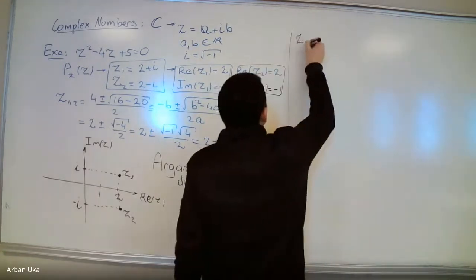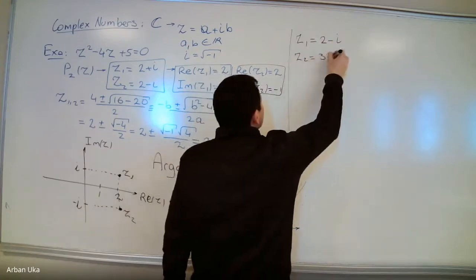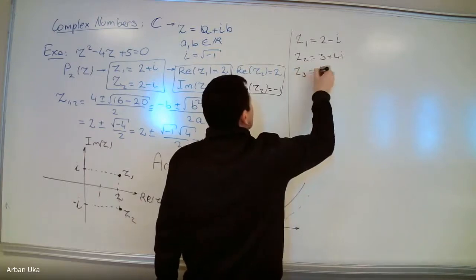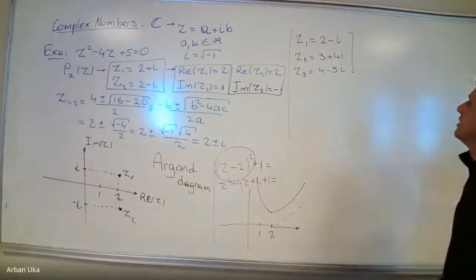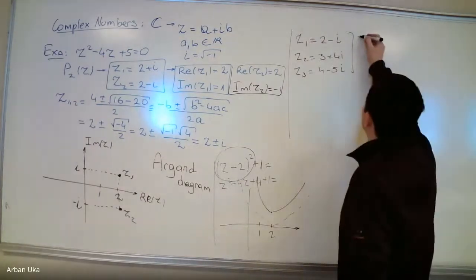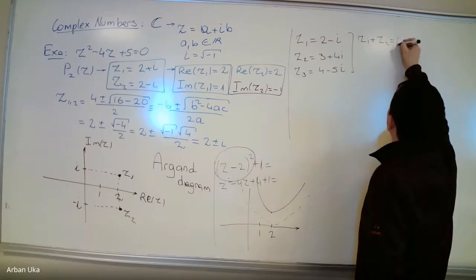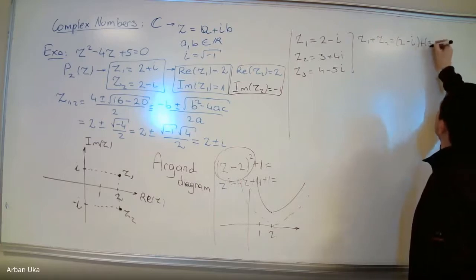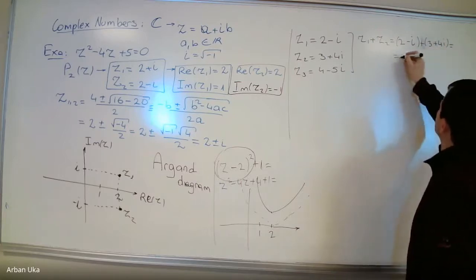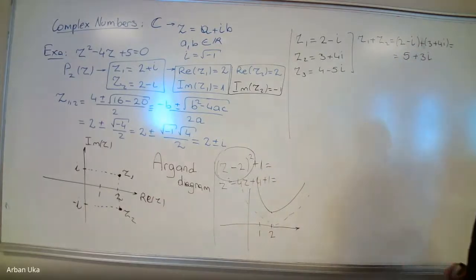And examples could be as follows: z1 is equal to 2 minus i, z2 is 3 plus 4i, and z3 can be equal to 4 minus 5i. So here we have three complex numbers, and then we can define z1 plus z2. This would be equal to 2 minus i plus 3 plus 4i. And this is equal to 5 plus 3i.